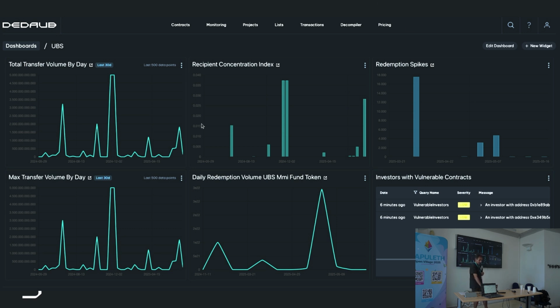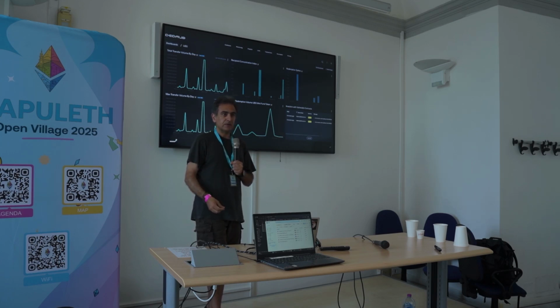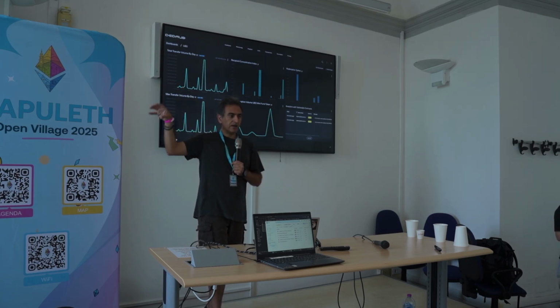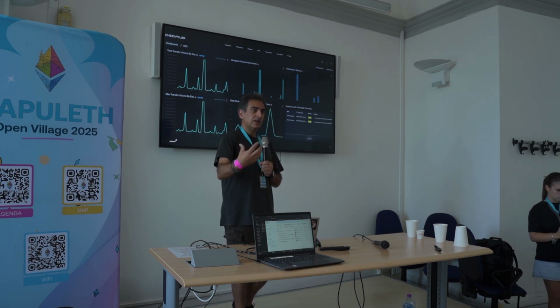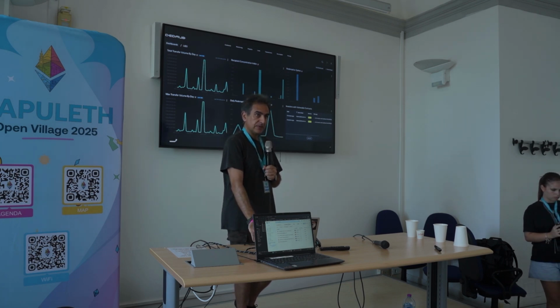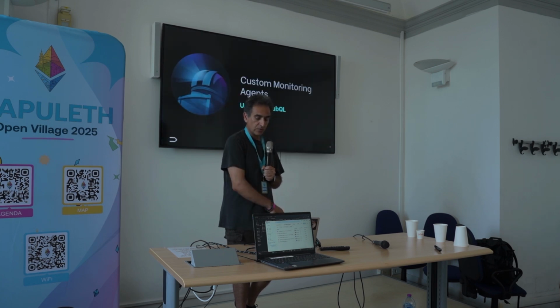And of course, you can get very nice graphs, but the essence is probably not the graphs, although these may give you insights. The essence may be something like what you see at the bottom here, which is alerts. Investors with vulnerable contracts, for instance, in this particular case. And of course, you can receive alerts over any conditions that you want. So we'll see what technology lies behind that and how you can exploit it with writing your own queries.